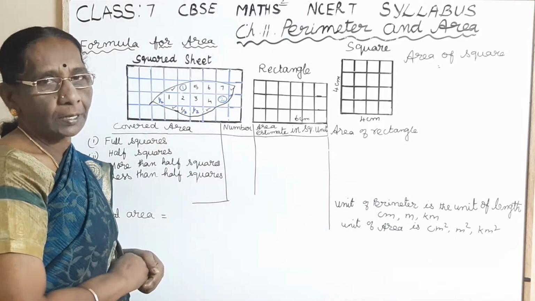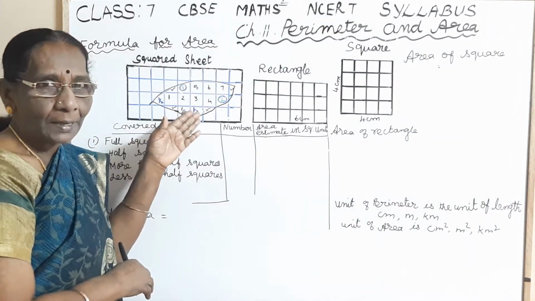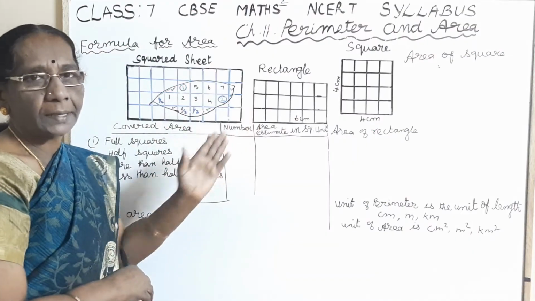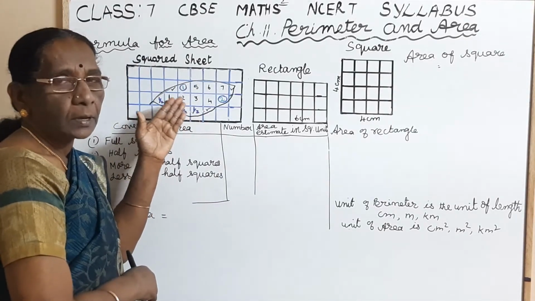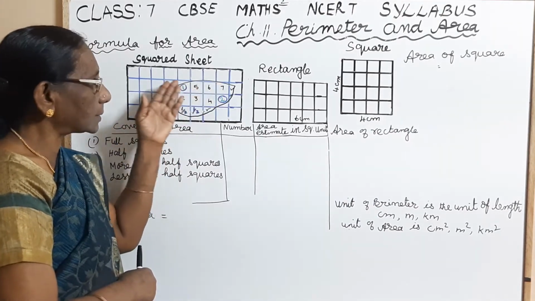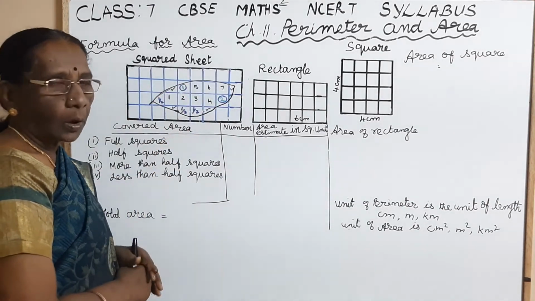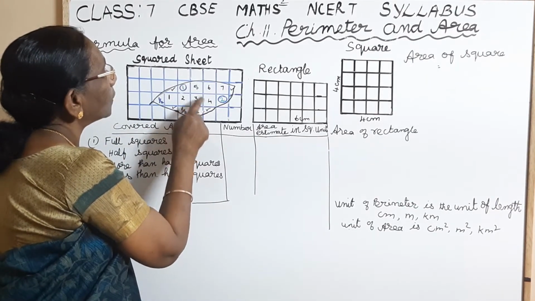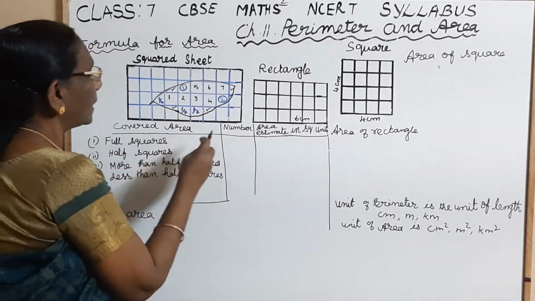How to measure? The area is the inner surface or the total surface occupied by a closed figure on a plane surface. Isn't it, children? So, how to measure the inner surface of this closed figure? First, let us count the full squares contained in this surface. So, how many full squares are there? 1, 2, 3, 4, 5, 6, 7 full squares are there. So, full squares 7.